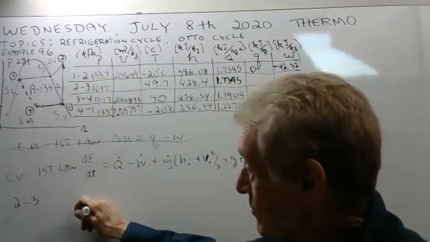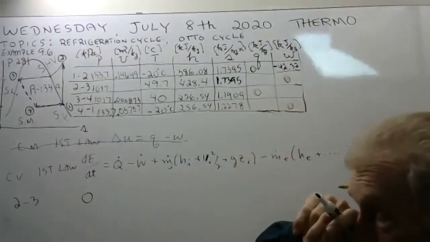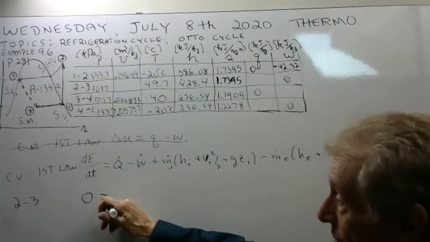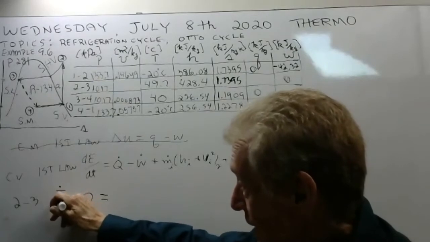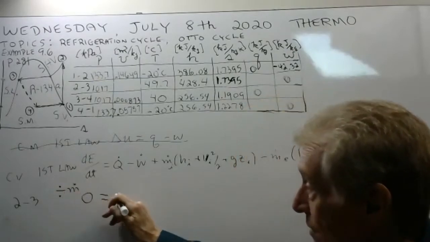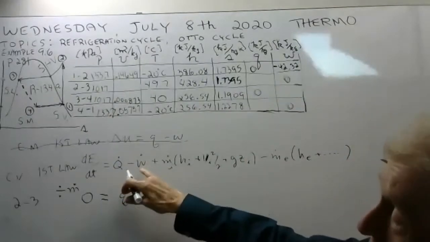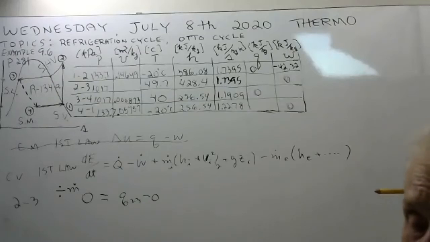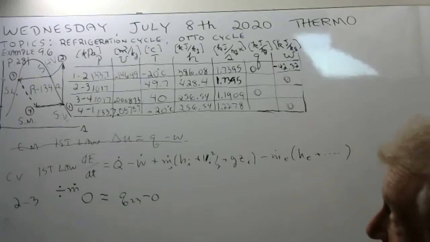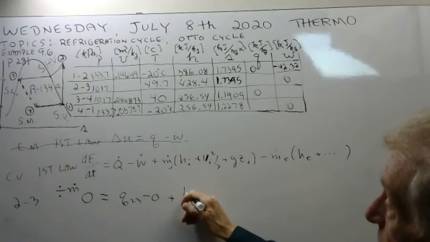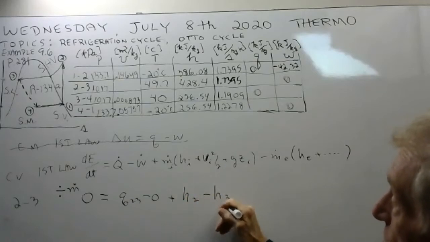Now this is going to be 0 because it's steady state. And when you divide, let's just divide everything by m dot. And you'll just get little q from 2 to 3 minus 0. There's no work. When you put your cup of ice cold Dr. Pepper, you're not doing any work, and it's not doing any work. It's just condensing. And if you divide through by the m dots, by Jove, that's what you have.